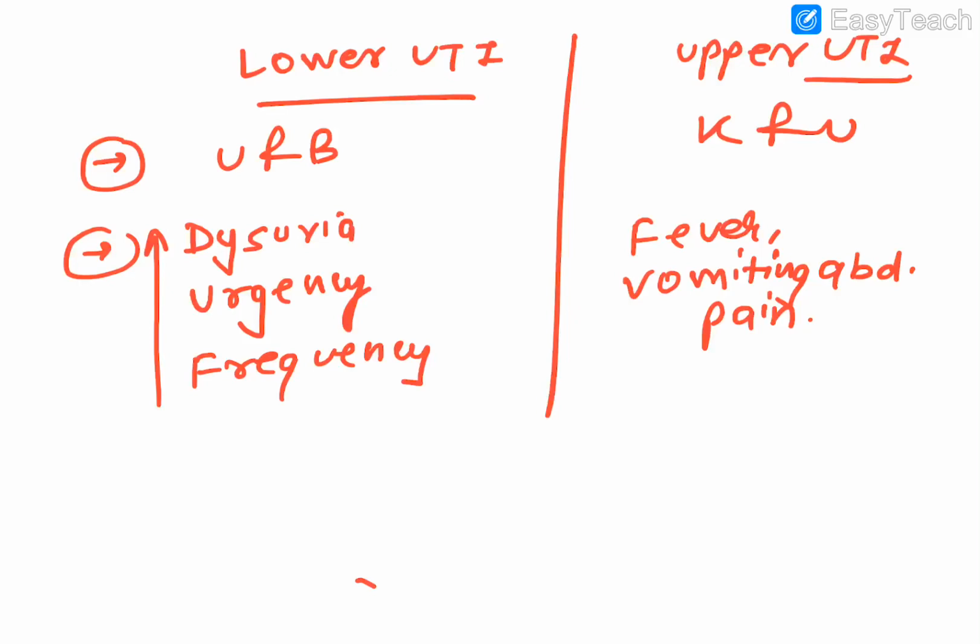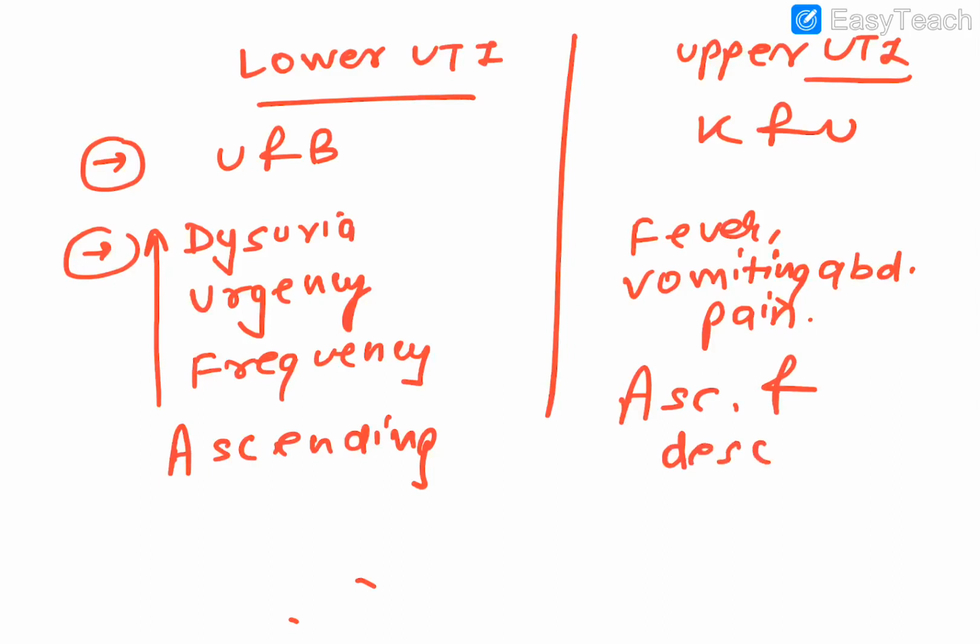So remember guys, in lower UTI you have these things: frequency, urgency, dysuria. And fever, vomiting, abdominal pain are features of what? That is a feature of upper UTI. And there is no point in guessing now. Just now we have done that the route of spread in the lower UTI is mostly the ascending route, and here also the ascending route is the main one, but because of hematogenous seeding, it can go the descending way also. Fine.